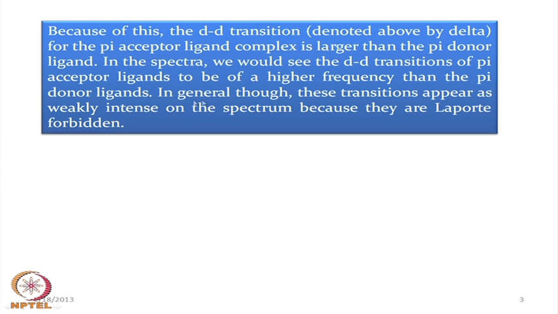So, the energies of these two levels, that means E1 and E2, and the delta E values are modified by the nature of the ligand. So, the ligand can modify the corresponding energy of these electronic transitions. These transitions appear weakly intense on the spectrum because they are all Laporte forbidden. So, we will see what the Laporte rule is and how it can be relaxed.